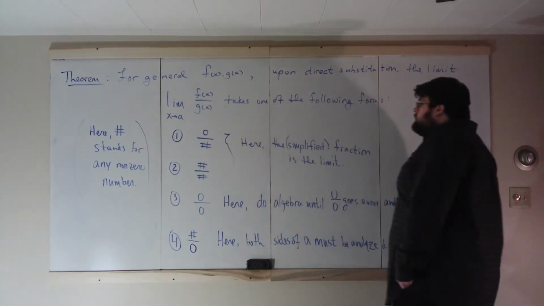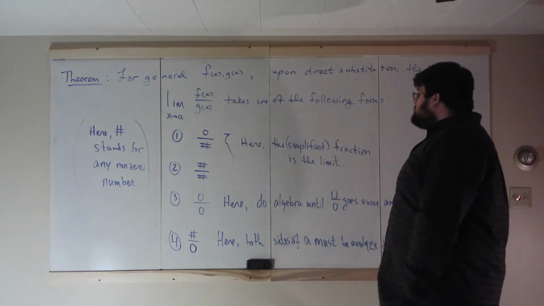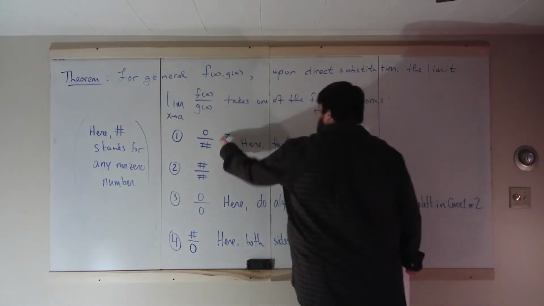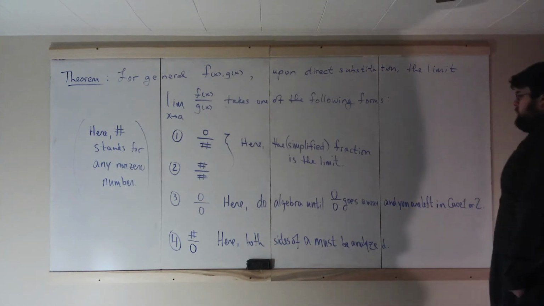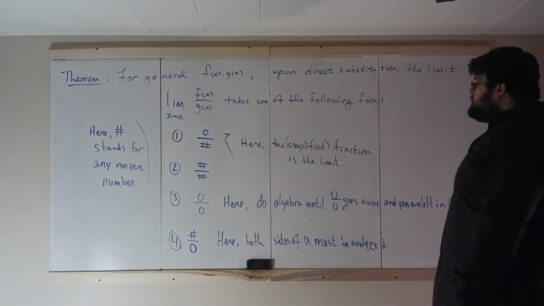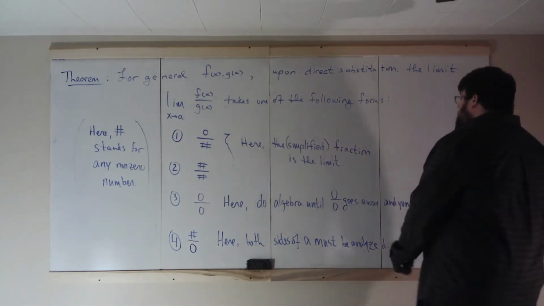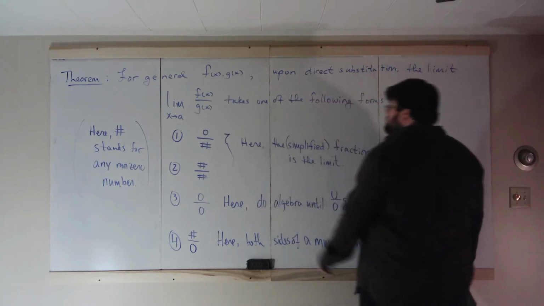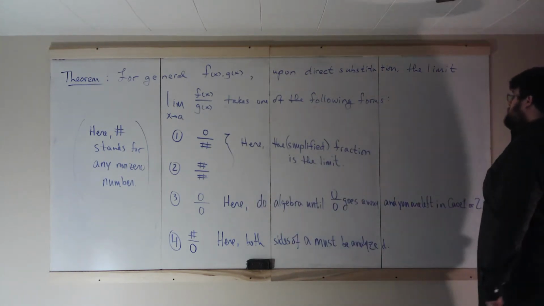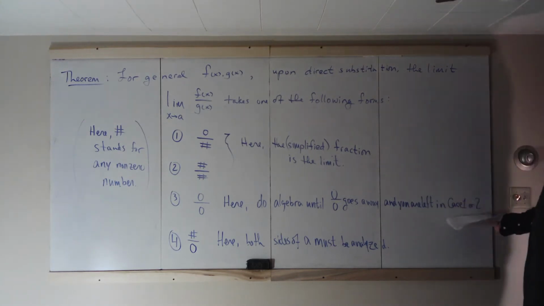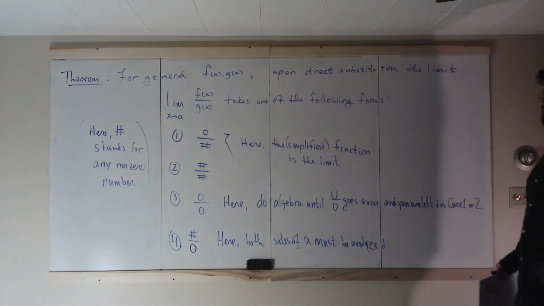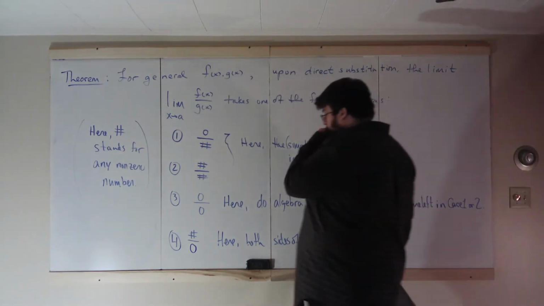If you get 0 over number or number over number, that simplified fraction, 0 or whatever that number is, is the limit. Case 3, if you do a substitution and you get a 0 over 0, here you'll do algebra on f over g until the 0 over 0 goes away and you're left in case 1 or 2. We'll see a couple examples of that.